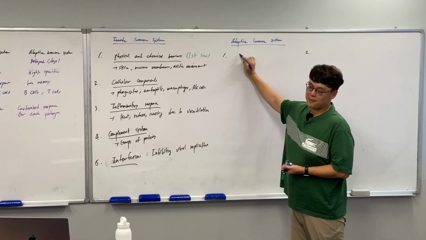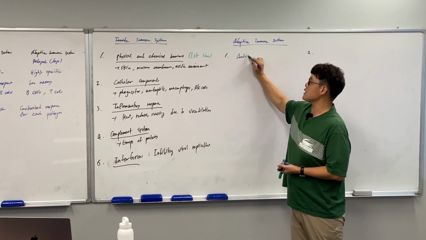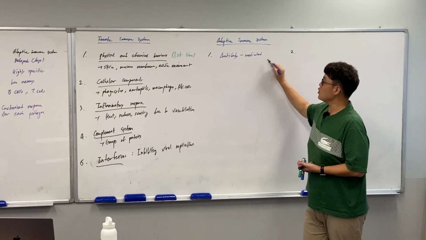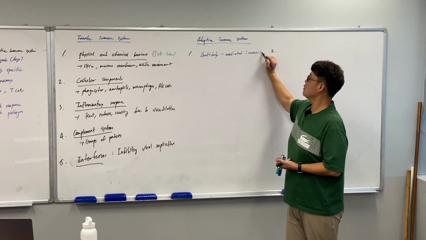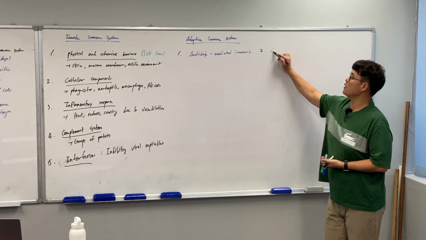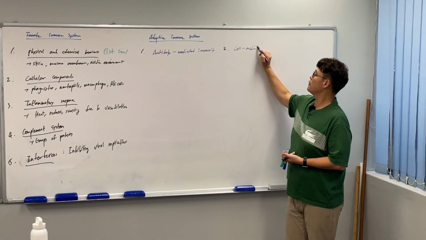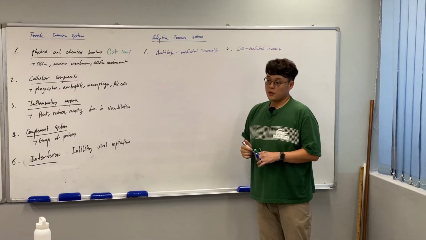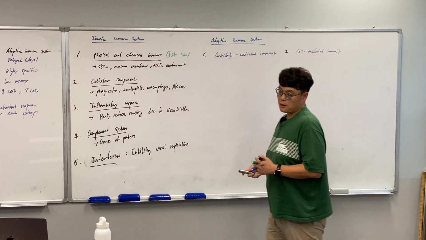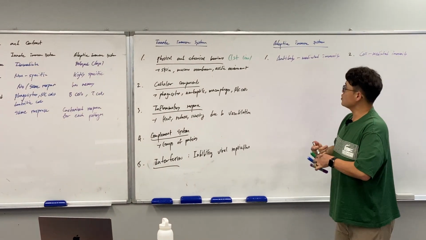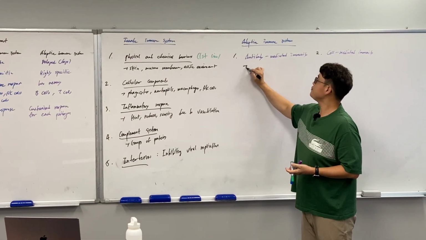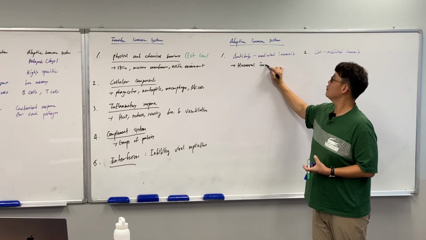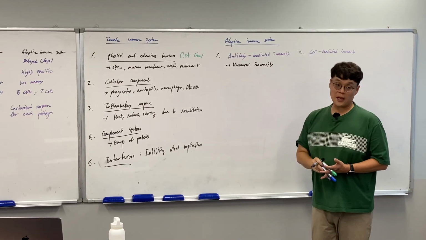There are two types of the adaptive immune system. One is called antibody-mediated immunity. The second is cell-mediated immunity. So what does it mean by antibody-mediated immunity? This is also known as humoral immunity, in terms of the common name of the immune system.